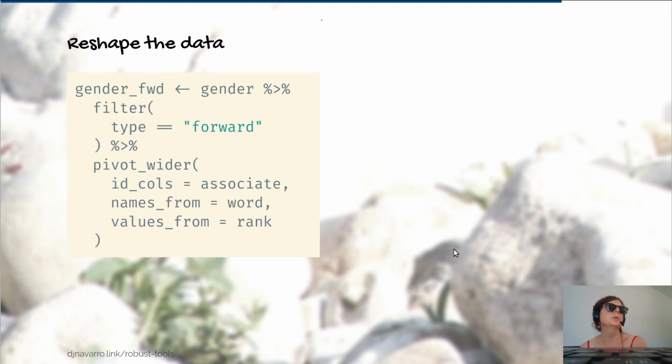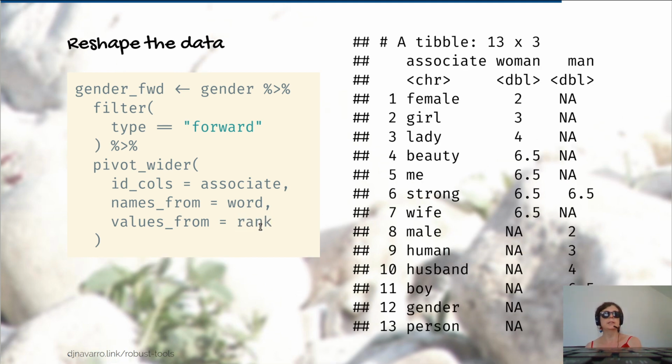Now what we want to do to end this section is go back to our real data, and we're going to take our gender data frame, grab the forward associations only, and pivot those to a wide form. I want to take the associate as our ID variable, the word is where the names are going to come from, and the values are going to come from rank. And that's going to give us this tibble.